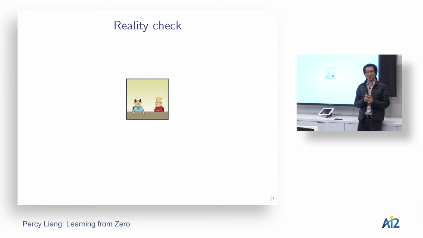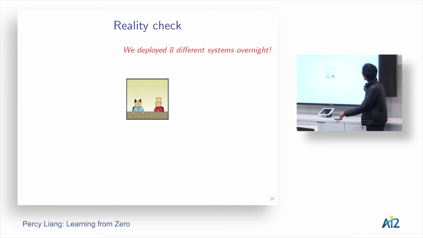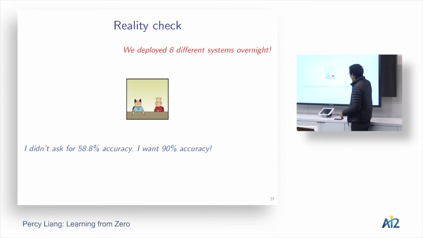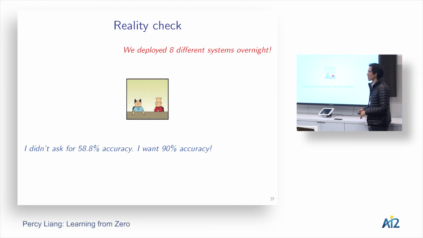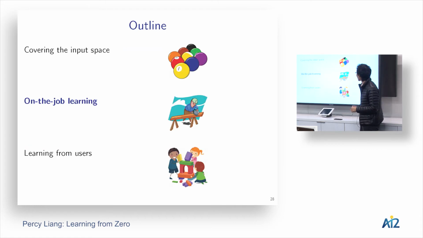Okay, so now you go back to the boss and you say, look, we deployed 8 different systems overnight. You should be really happy. And the boss says, well, you got only 58.8%. I want 90% accuracy. So you have a really tough boss here. So now your job is still on the line. So you have to go back to the drawing board. And what are we going to do?